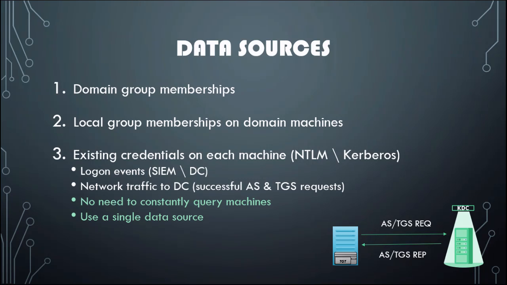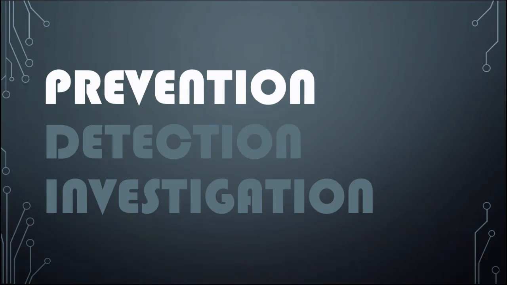The good thing about this is that we don't need to query all the machines to get the active sessions all the time, since it's something that is constantly changing, and we're also not creating any additional load on our network. We're simply using the domain controller in order to map all the credentials. All right, now we know which data sources we're using. Let's see how we can use this data.